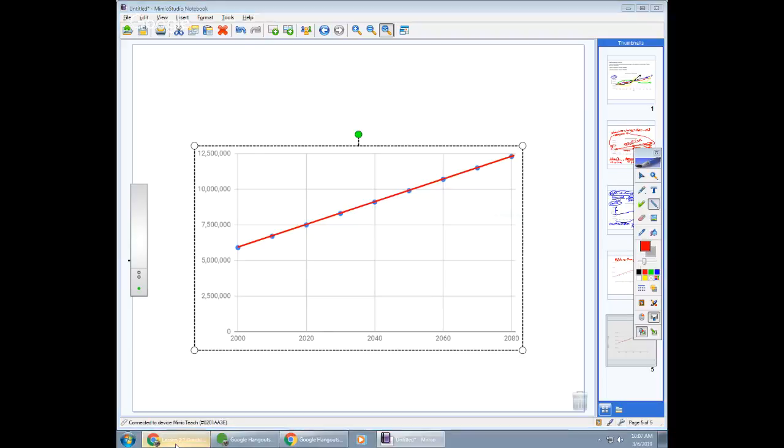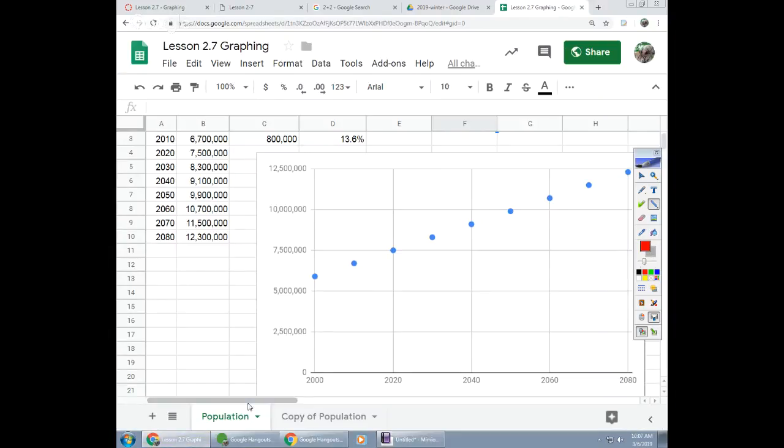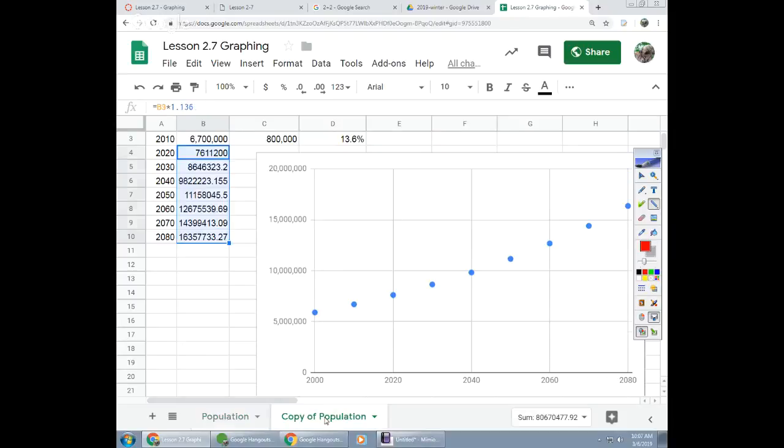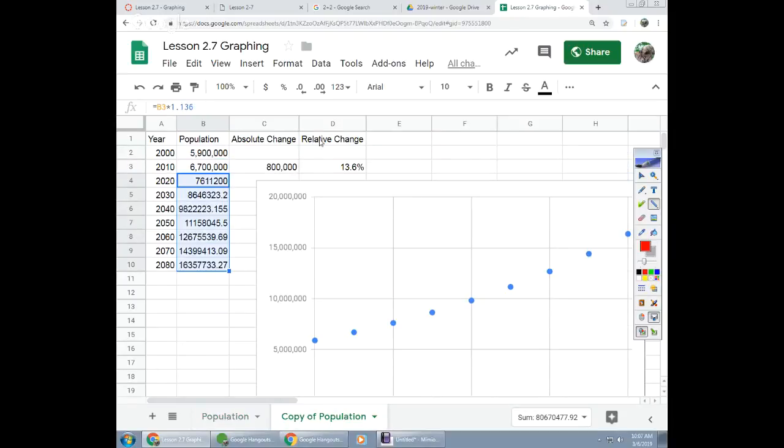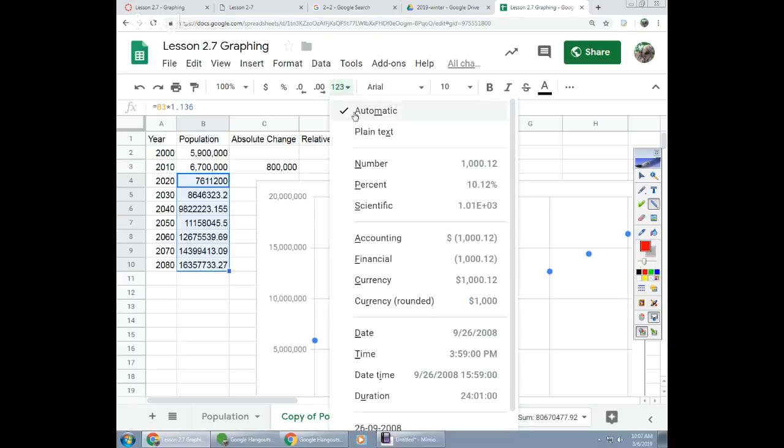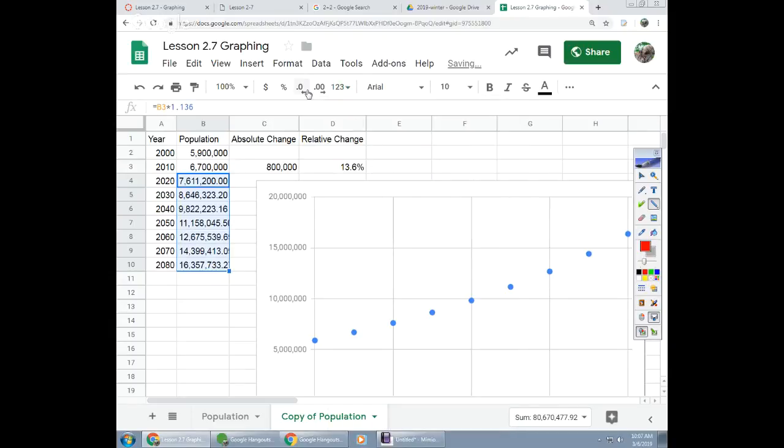So again, back to my spreadsheet here. My original one I had called population. That was a nice straight line. In 2080, I predicted the population would be 12,300,000. In the copy, I used the relative change instead, and now that doesn't have nice commas, so I'm going to fix that. I'm going to highlight those numbers, change the number format to number, and then get rid of those two decimal places. All right, so now the prediction instead of 12 million is 16 million.